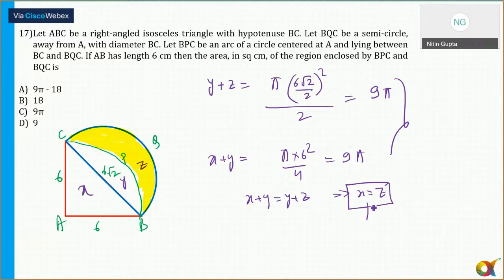And what is the area of X? That is the area of the triangle, half into 6 into 6, which is equal to 18. So the answer is option number B, which is 18.